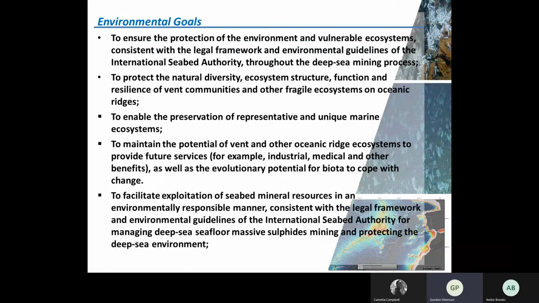So what should be the goals for a Mid-Atlantic Ridge REMP? Goals reflect high-level outcomes that the plan is trying to achieve. These are the goals which were discussed in Evora. To ensure the protection of the marine environment and vulnerable ecosystems throughout the mining process. To protect vent communities and other fragile ecosystems such as Gorgonian fields. To ensure that the natural biodiversity together with the functions and diversity of these habitats are maintained.